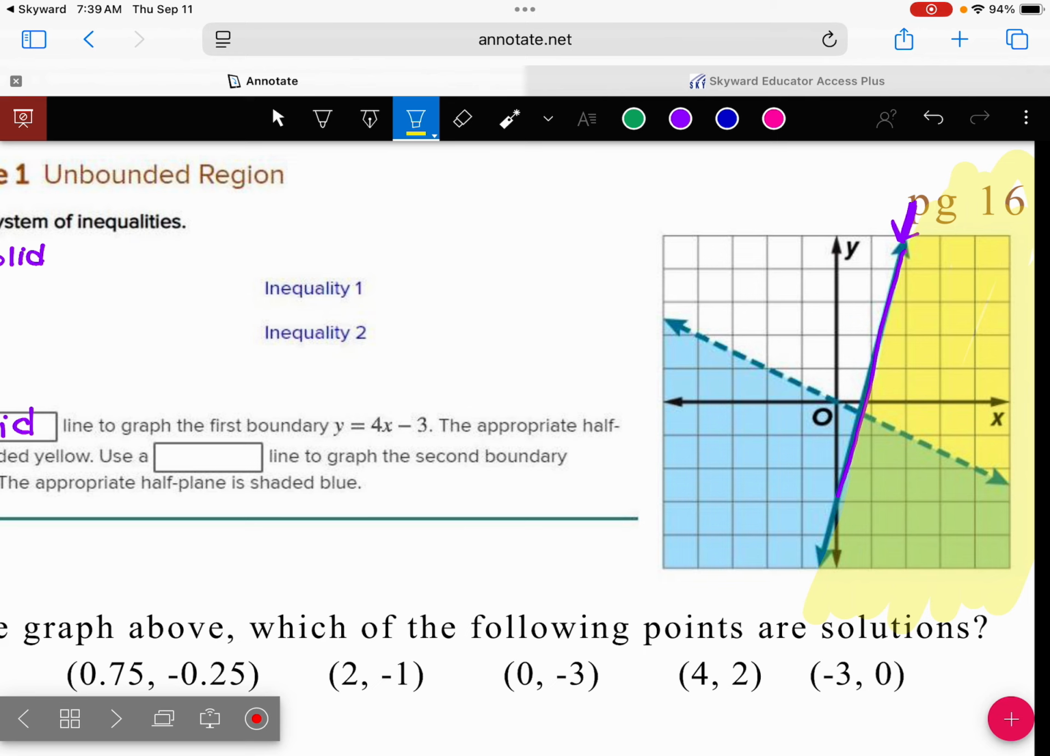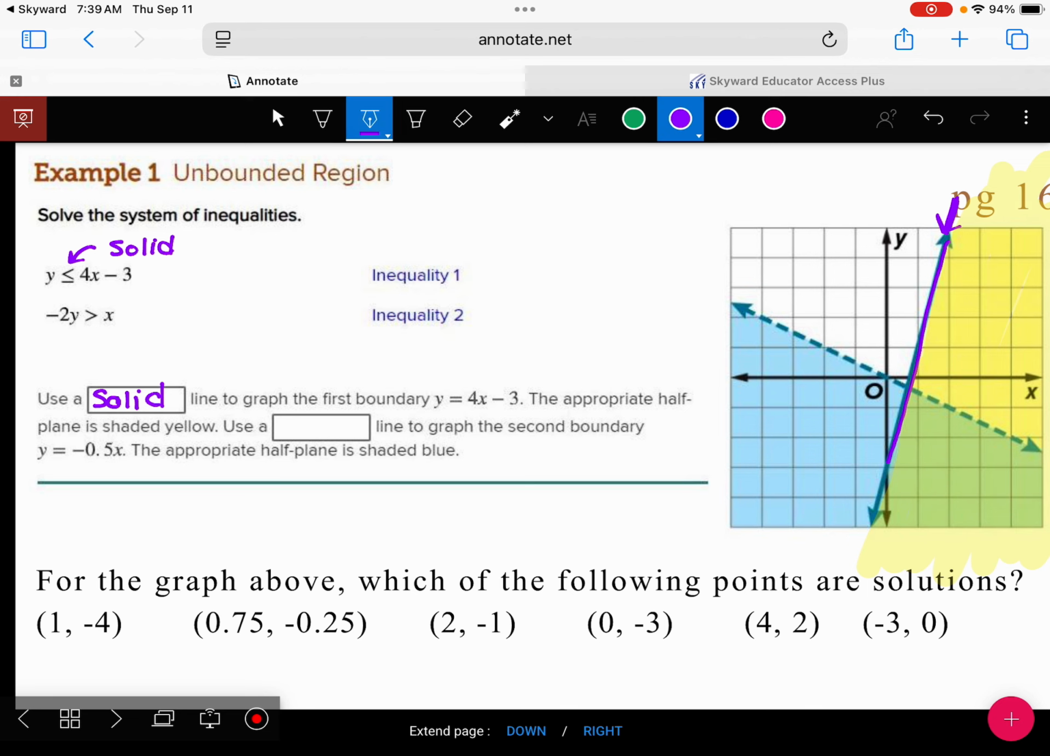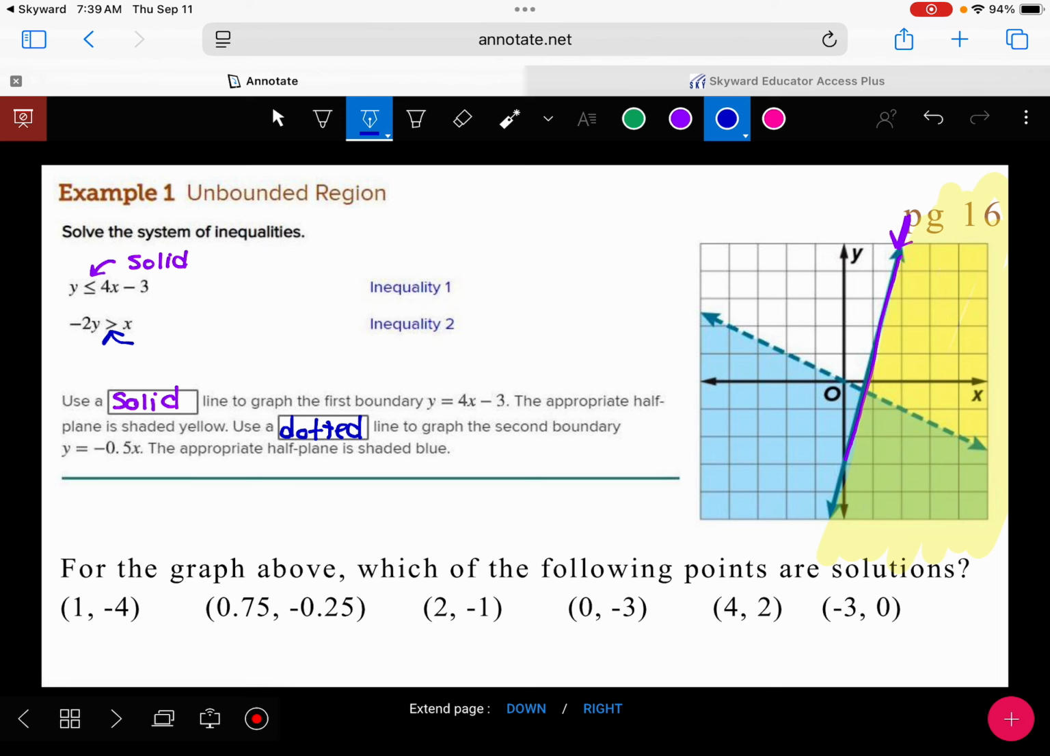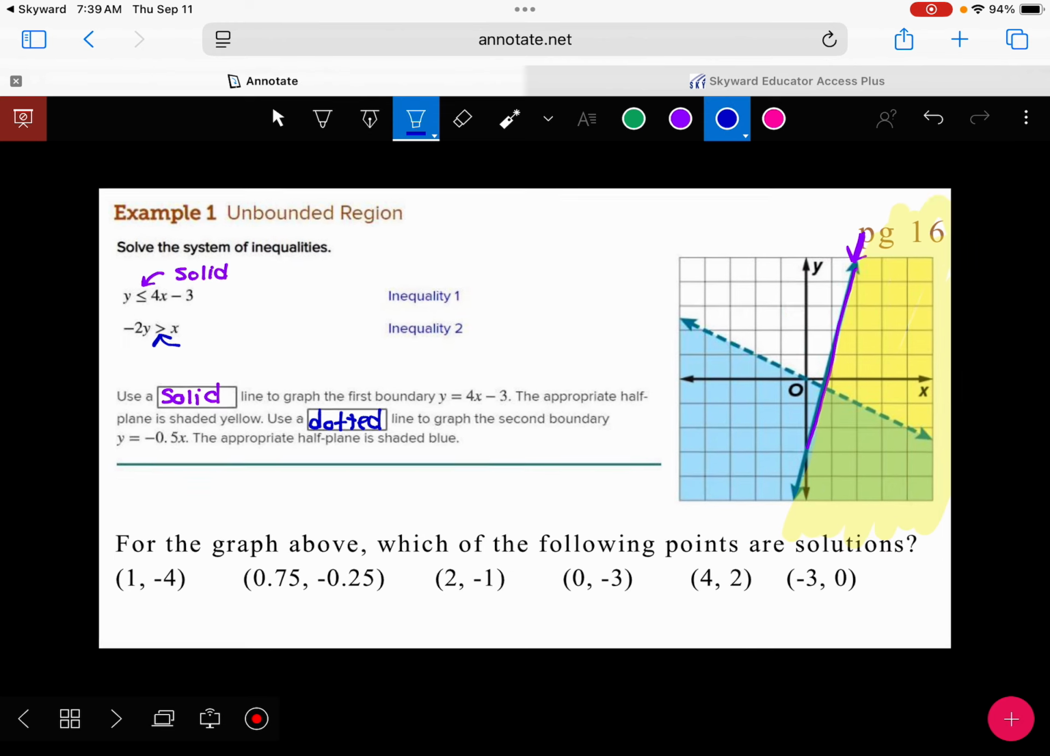Then they graphed the other line. And on this one, since we don't have that equals to, they used a dotted line. They used a dotted line because it doesn't have that equals to. That's how we decide what kind of line we have. And then they shaded it blue. So I'm just going to color mine blue so we can see what's going on here.